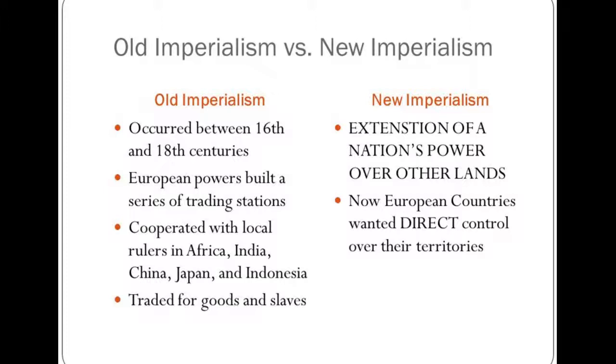So in short, new imperialism of the 1700s and 1800s was different from old imperialism of the 1500s and 1600s in that European empires were interested in territorial conquest and competition to build larger empires. They were motivated to directly control and transform their colonial territories using assimilation and European values.